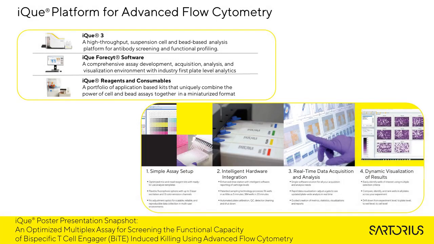The IQ3 is an advanced flow cytometry platform that can be used for antibody screening and functional profiling. Its integrated Foresight software allows for fast data acquisition and analysis, as well as a dynamic visualization of results. The easy-to-use kits have pre-made templates which assist in easy, fast analysis and offer users a variety of visualization methods.